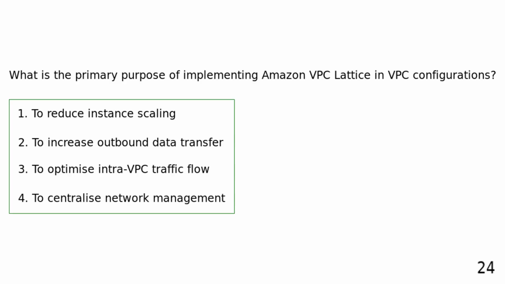What is the primary purpose of implementing Amazon VPC Lattice in VPC configurations? To reduce instance scaling. To increase outbound data transfer. To optimize intra-VPC traffic flow. To centralize network management.